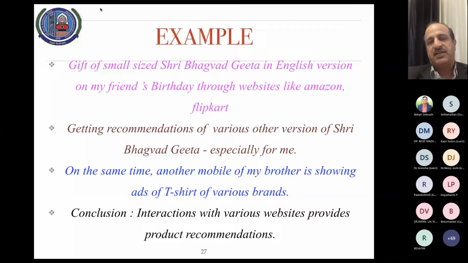I'm giving you an example. I search for the Bhagavad Gita in English version on a website like Amazon or Flipkart. Then on my mobile phone I get recommendations of what other versions are available. At the same time, I took my brother's mobile, and what it shows is not the Bhagavad Gita, but t-shirts of various brands. So by this example, we can conclude that your interaction with various websites provides you product recommendations, which is none other than artificial intelligence.